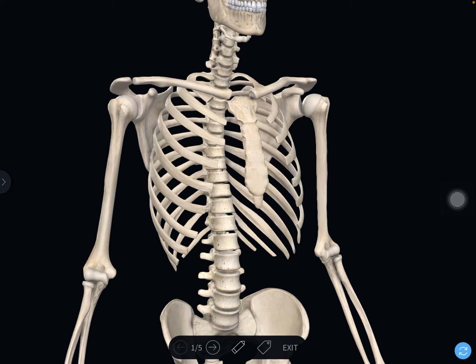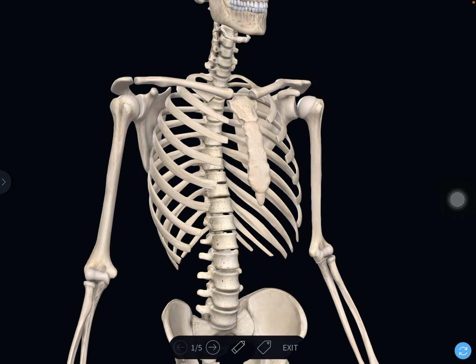In this video we will see the axilla and its boundaries. If you see the axilla boundaries, it has an apex, base. So we will see the axilla.